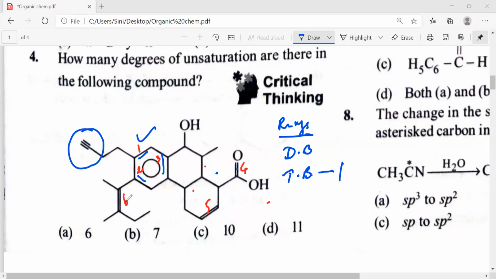Now coming to the number of rings. If I want to see the number of rings, this is my first ring, this is my second ring, 3 rings. So rings is 3, and double bonds I'll get as 6.